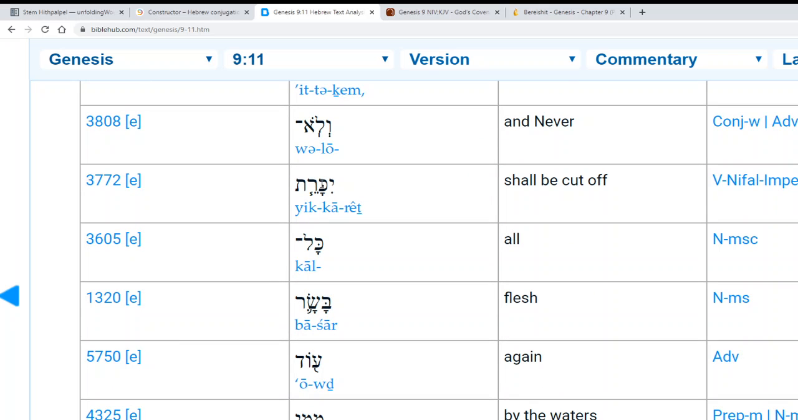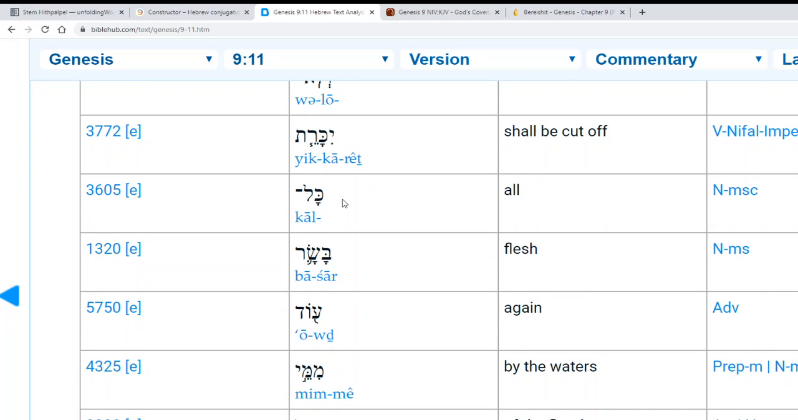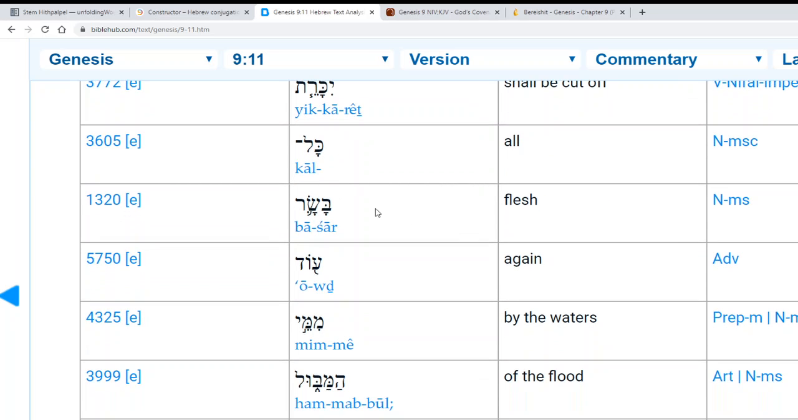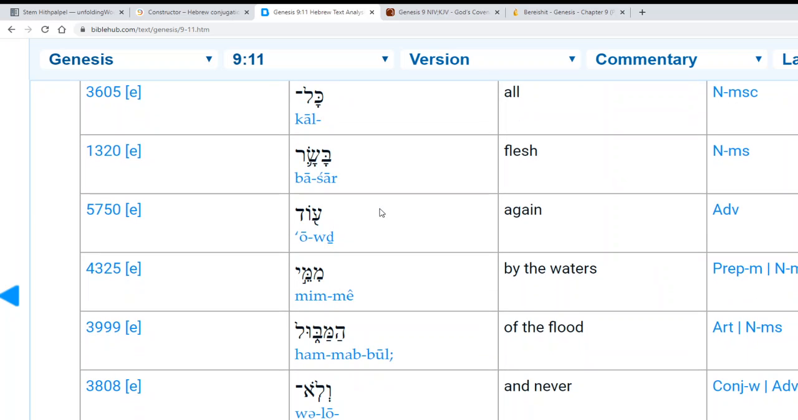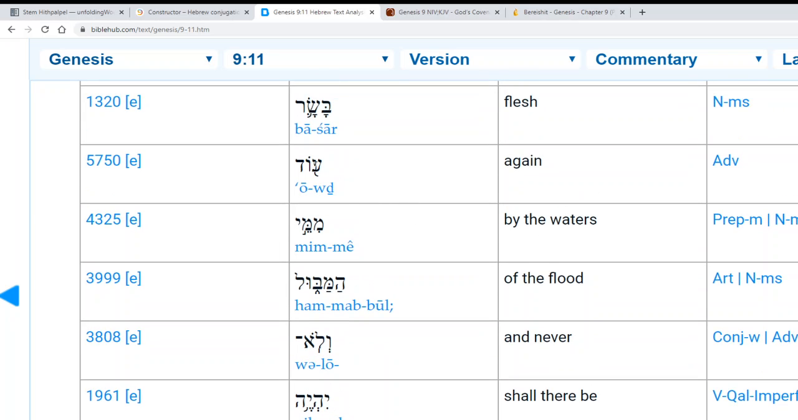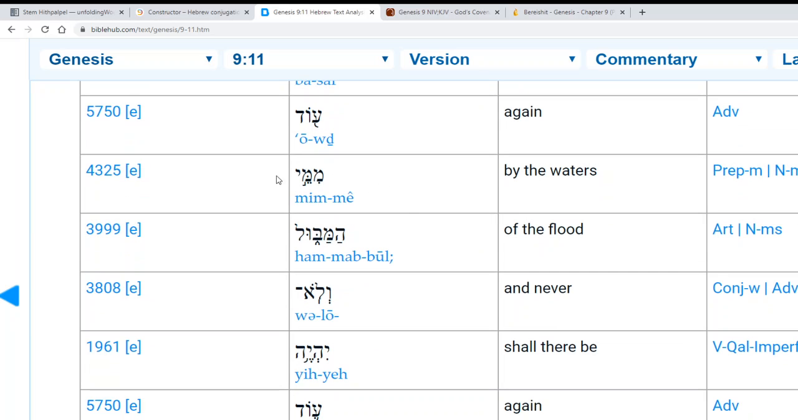Yikaret. So the root here is kaf resh tav, to cut, right? Yikaret, and this shows up a lot. It is in the nifal. So the yud is telling you that it's in the imperfect, but this is a verb in the nifal, the passive. Lo yikaret, it shall not be cut off. Kol, in the construct with basar, flesh. Od, meaning again, it's an adverb, od, written malei with the vav, as it usually is.